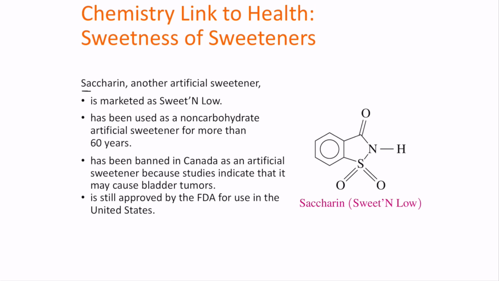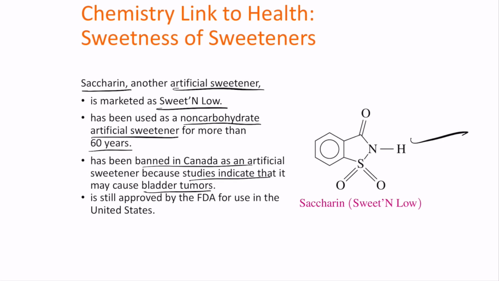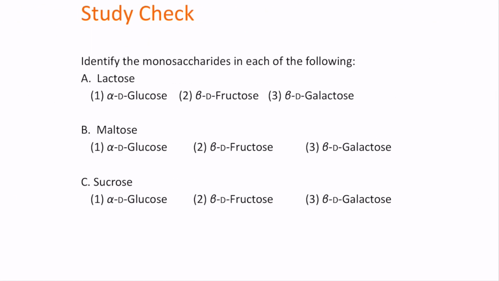The next one is saccharin. It's also an artificial sweetener. This is the structure of saccharin. In the market, it is sold as Sweet'N Low, and it has been used as a non-carbohydrate artificial sweetener for more than about 60 years. It has been banned in Canada because studies indicate that it might cause bladder cancer, but it is still approved by the FDA for use in the United States.